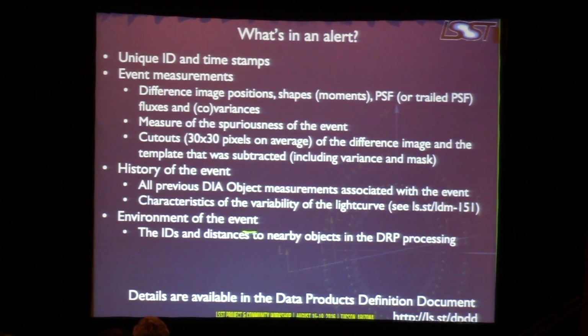And then the last thing we also put out is a measure of the environment around the event. So we have a link to the nearest objects, so objects that would be measured not in the difference images, but in the real images from the DRP. We currently are providing three, so pointers and distances to the three closest objects around any event. And that gives you an estimate of what the environment is around these events.